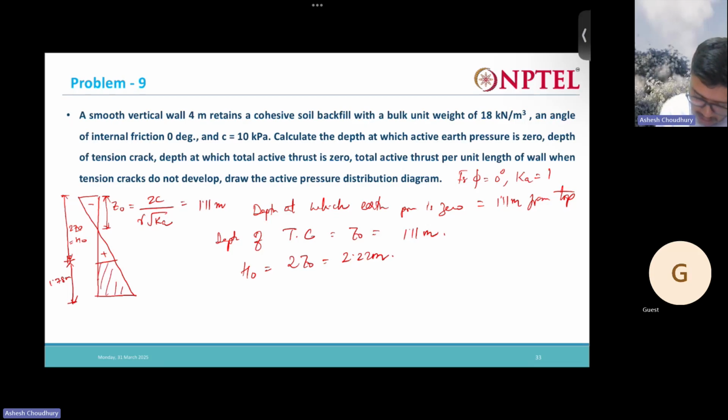So just this area is going to give me my active earth pressure, right? So what is this length? This length is Ka gamma H minus 2c root Ka. So if we put all the values, you will get 52 kilonewton per meter square. So my Pa is half into 52.